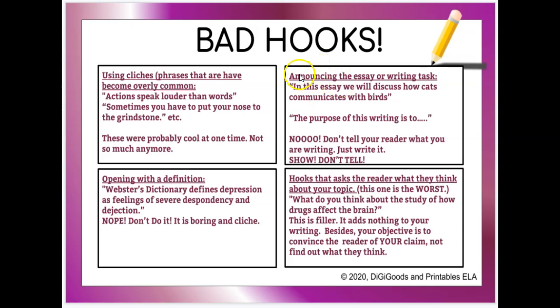All right, here's a really bad hook method that you absolutely want to avoid. Announcing the writing task or the essay. This is where you tell your audience what you're going to do instead of just doing it. Here's how it sounds. In this essay, we will discuss how cats communicate with birds. See, they're telling the reader what they're going to do. Or the purpose of this writing is to blah, blah, blah. No, just don't tell your reader what you're writing about. Just write it. In other words, show, don't tell.